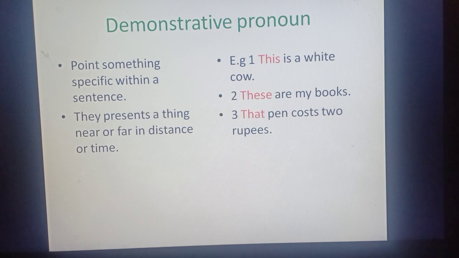Demonstrative pronoun points to something specific within the sentence. It demonstrates that this particular thing is the one which is responsible or has happened. So it's known as a demonstrative pronoun. It's a demonstrator. Second, they present a thing near or far in distance or time. Example 1. This is a white cow. This is a cow, but she is white. So this cow is white. So this is a demonstrative pronoun. That's how it is explained. Second, these are my books. Third, that pen cost 2 rupees.